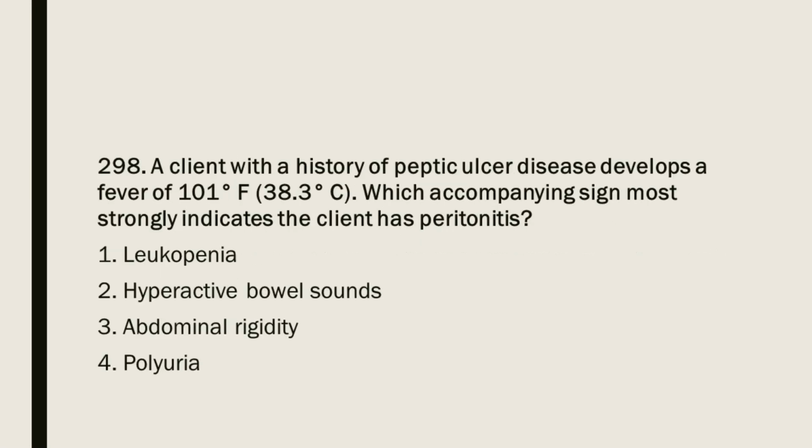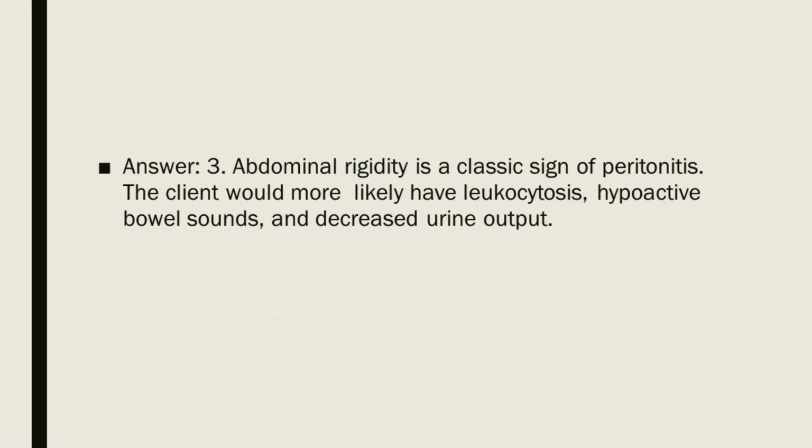298. A client with a history of peptic ulcer disease develops a fever of 101 degrees Fahrenheit, 38.3 degrees Celsius. Which accompanying sign most strongly indicates the client has peritonitis? 1. Leukopenia. 2. Hyperactive bowel sounds. 3. Abdominal rigidity. 4. Polyuria. Answer: 3. Abdominal rigidity is a classic sign of peritonitis. The client would more likely have leukocytosis, hypoactive bowel sounds, and decreased urine output.